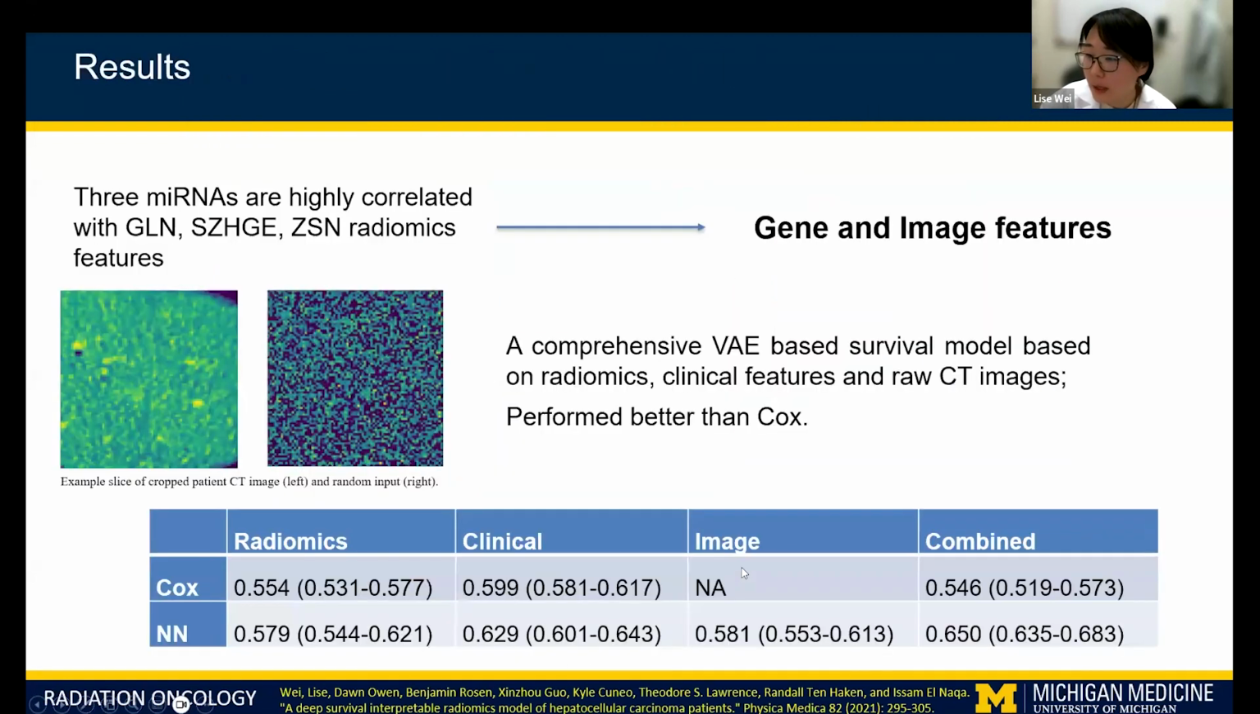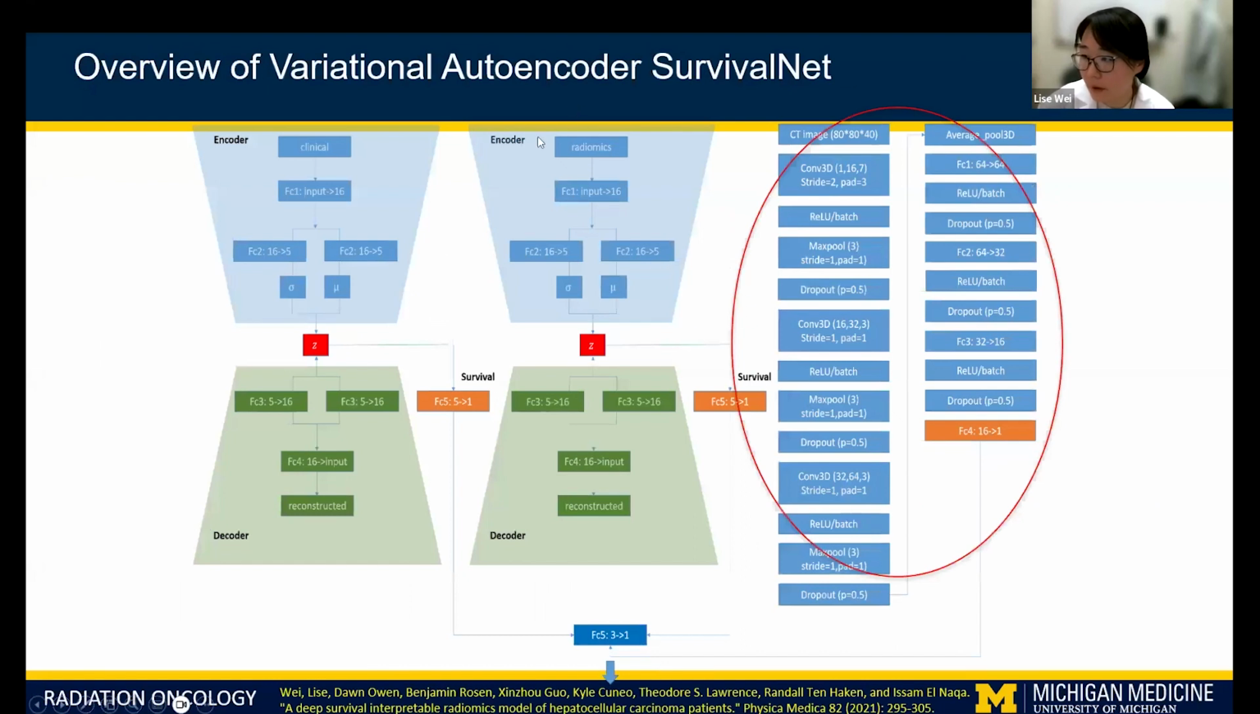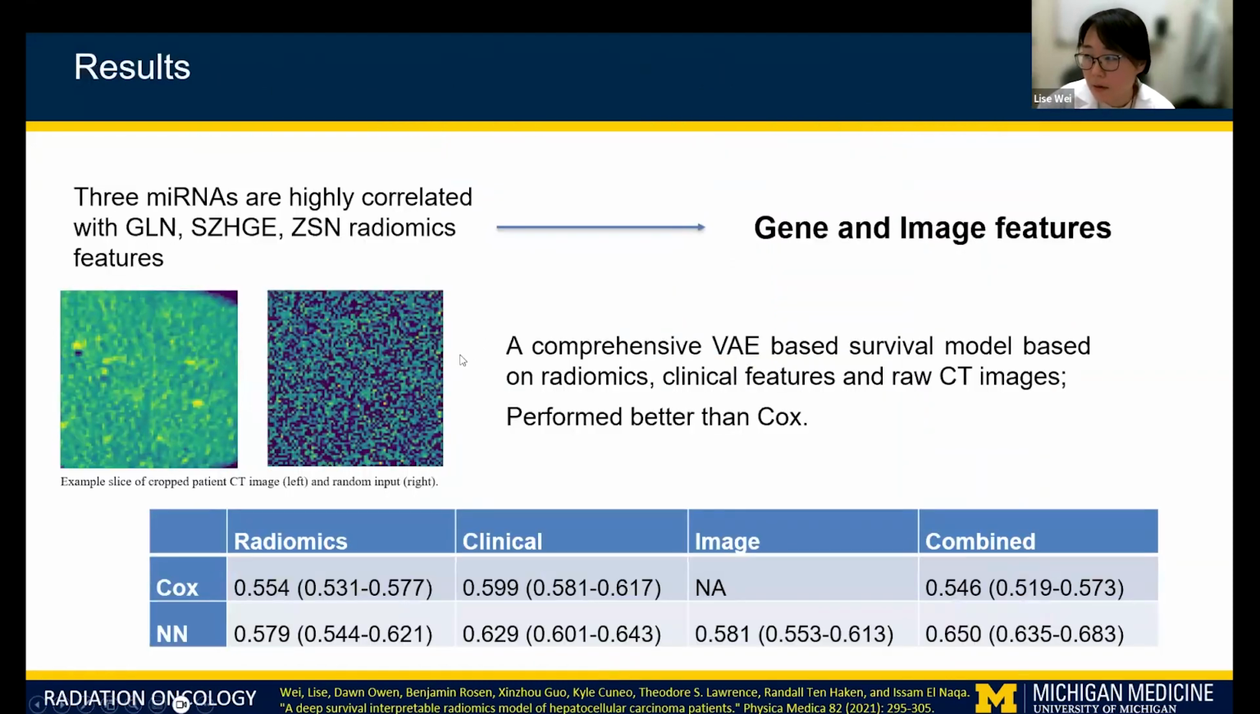And for the image input, it's a little bit different from the clinical and radiomics variables. So I just use a 3D convolutional neural network. I've also tried a 3D variational autoencoder. It doesn't help. Maybe there are too many parameters. So I just simply use a small convolutional network to extract features from images. And some final results that we get.